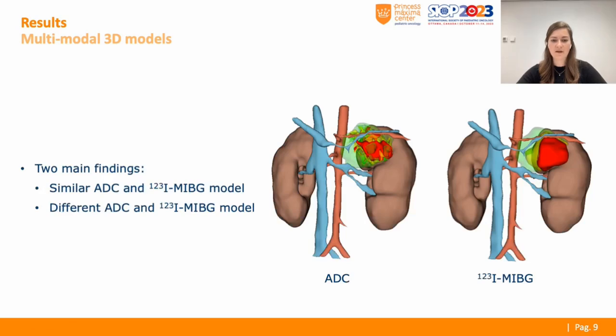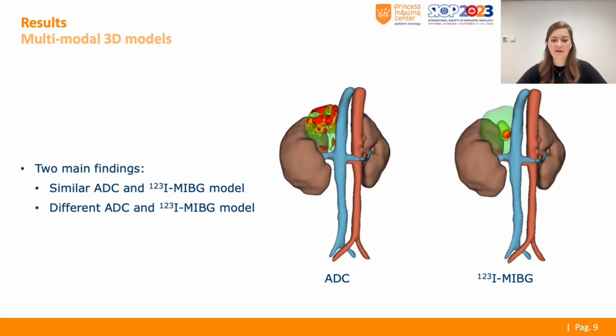And when we look at the 3D models, we had 2 main findings. Firstly, a similar ADC and MIBG risk model, which we can see over here, in which in both models, the more lateral side of the tumor was marked as high risk, whereas the more medial side of the tumor was marked as low risk. And we also saw that the ADC and the MIBG obtained different results.